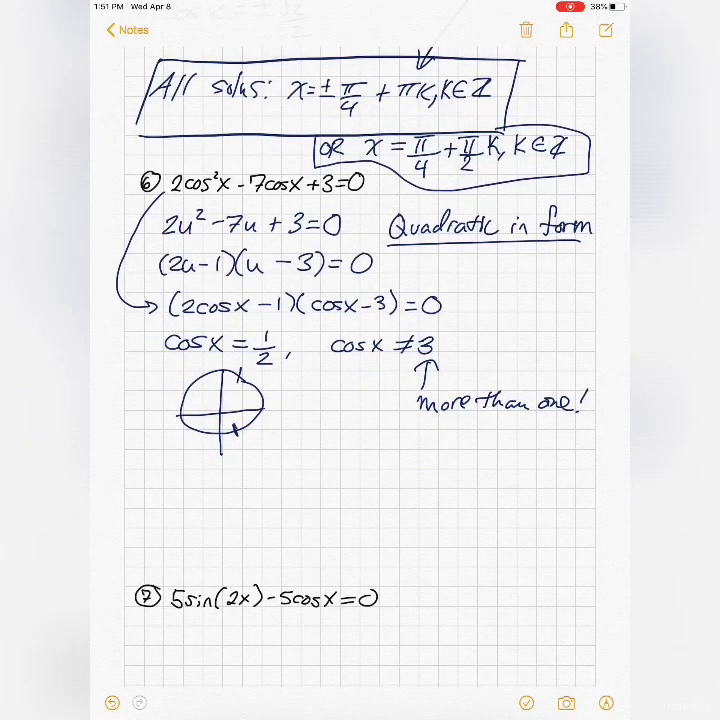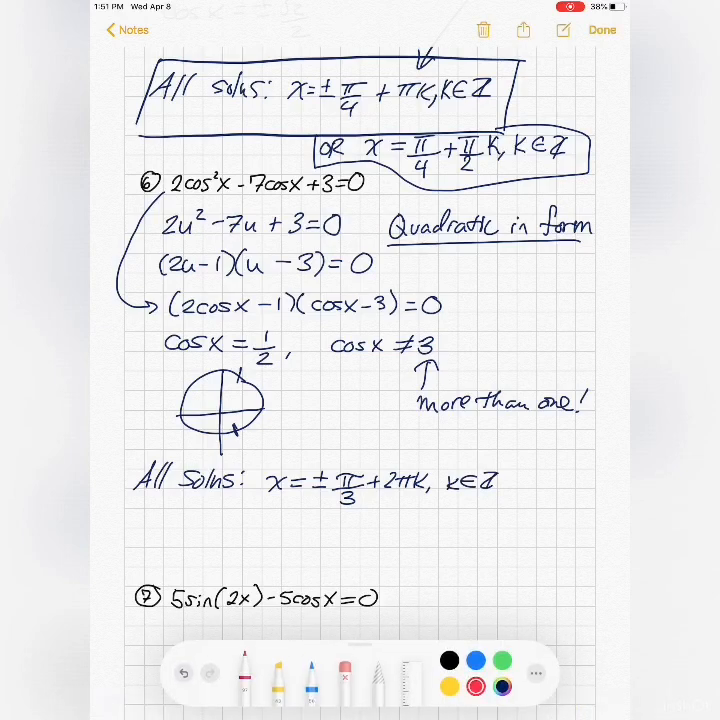So if I'm going to write out all solutions, how about something like plus or minus pi thirds plus 2 pi k, where k is an integer? Let's make sure I accounted for everything. So here's positive pi thirds plus 2 pi k. Here's negative pi thirds plus 2 pi k. Okay, so again, I'll let you do specific solutions on your own if the question also asks for that.